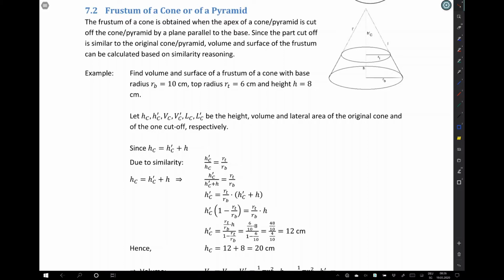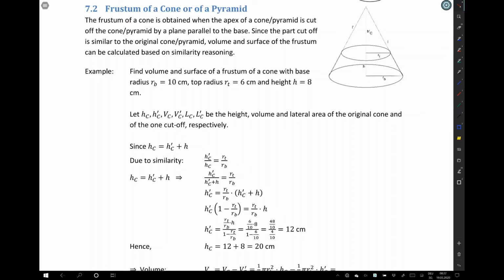We're given the frustum of a cone by its base radius, its top radius, and its height h. The task is to find the volume and surface of the frustum. The idea is to find the height of the original cone before the top was cut off. Because if we have the height of the original cone, we can calculate its volume, and then we can also calculate the height of the small cone, and hence its volume, and we can take the difference to find the volume of the frustum. Very similarly, we can use this information also to find the surface of the frustum.